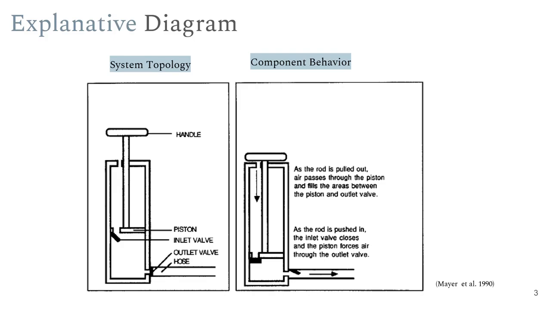For example, here the major components of this pump system are the handle, piston, and valves, and they are all illustrated in a system topology diagram. How the pushing of the rod can affect the other components is portrayed in the component behavior diagram.